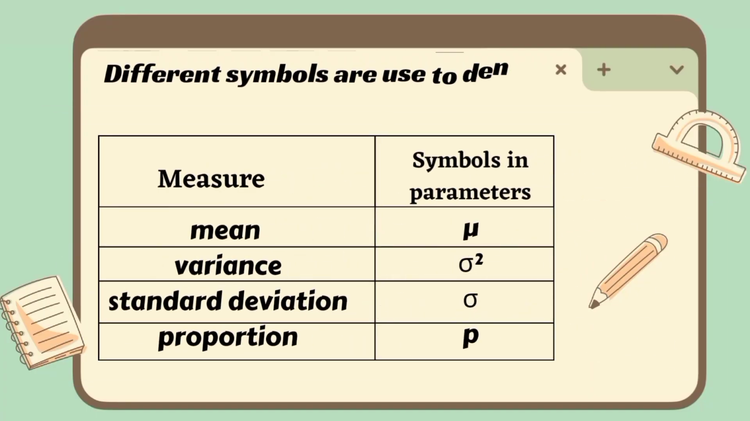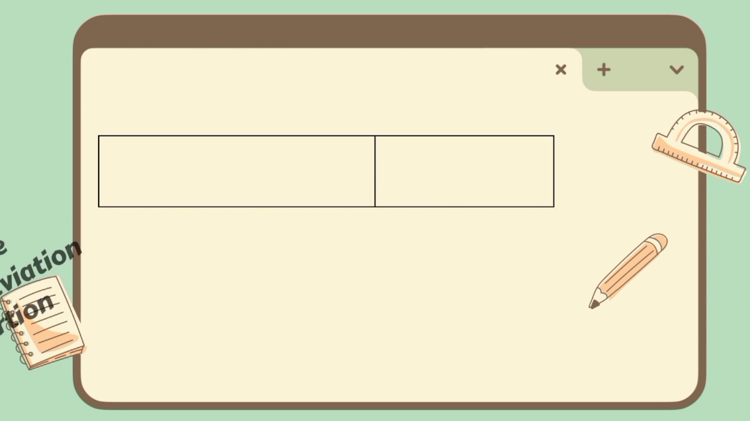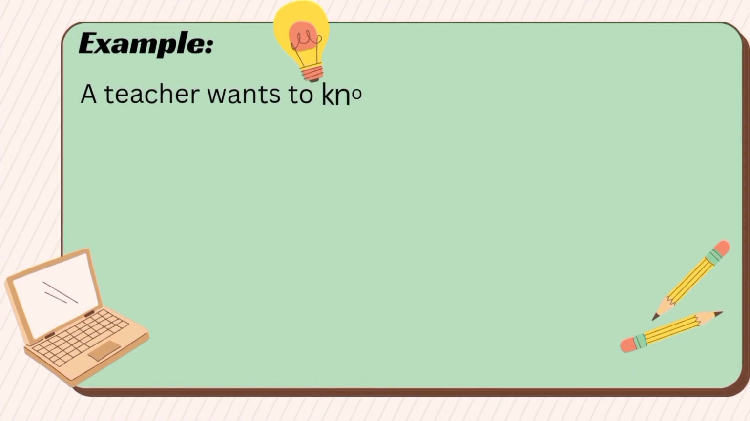Next, there are different symbols that are used to denote the parameters. Here are the symbols and parameters of the measures of mean, the variance, standard deviation, and proportion. In order for you to understand more on how we can identify the population parameter, here's an example.